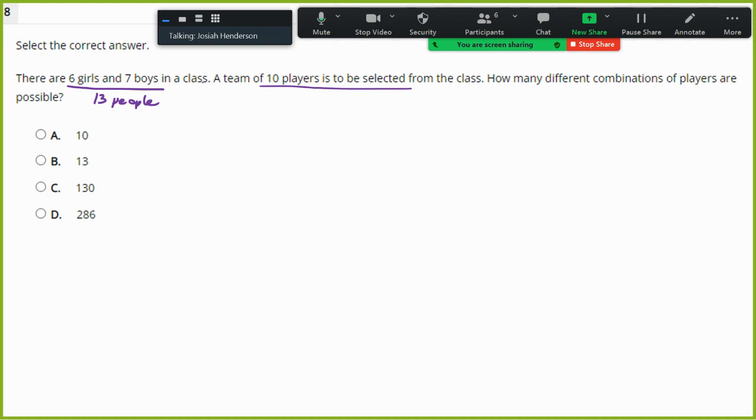And then it says a team of 10 is to be selected, picked, or taken from the class. So this is our smaller group. 10 players are going to be made into a team from the 13. So this is our larger group, and we're picking a group of 10 from the 13. This is our smaller group of 10.